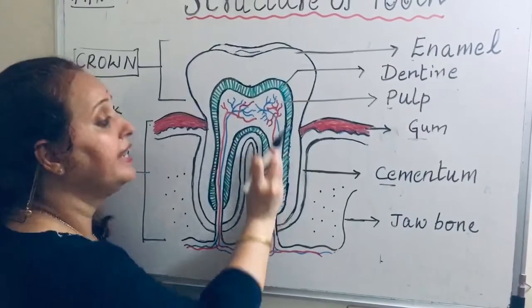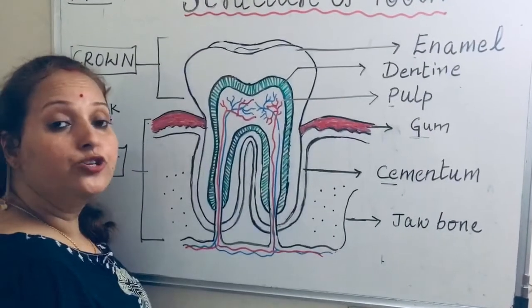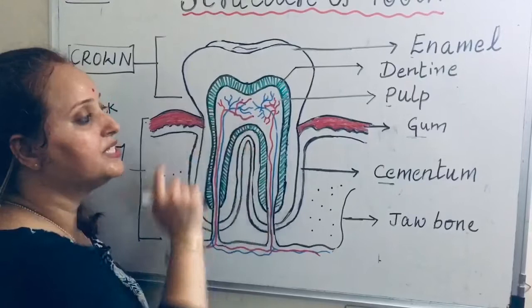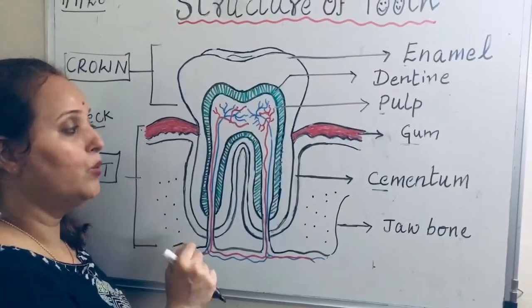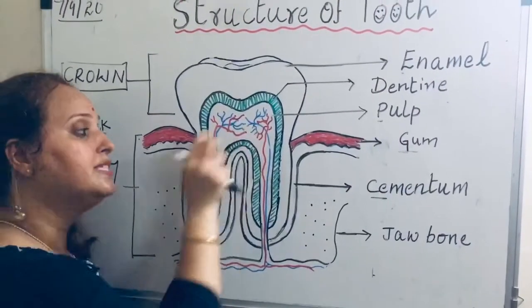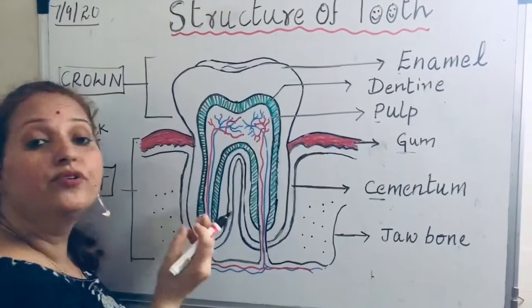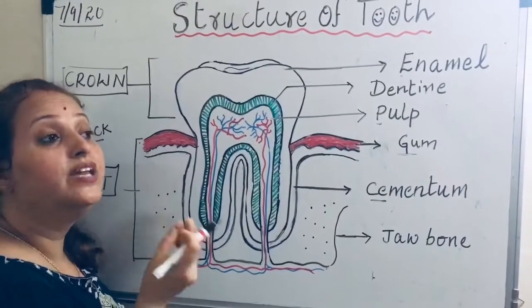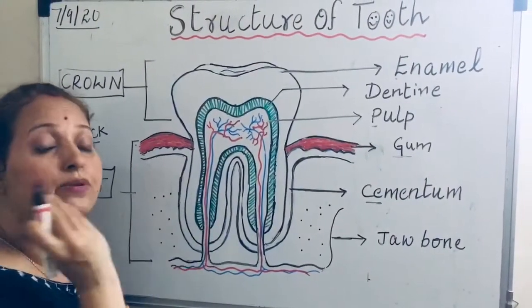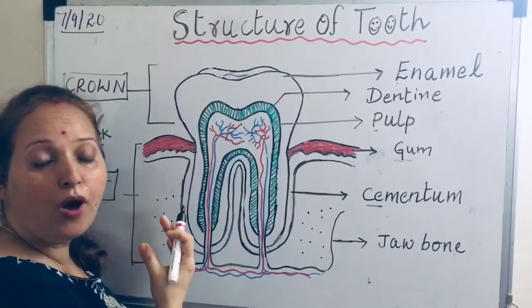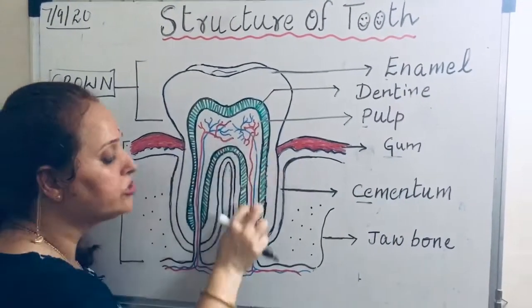So what is the function of blood vessels? Why are there blood vessels? Nerves help us to feel. Okay, we can feel the pain because these nerves get affected. Whenever we eat something very cold, or if we eat sugary material, germs begin to form in our mouth and we feel pain. This is all because of these nerves.